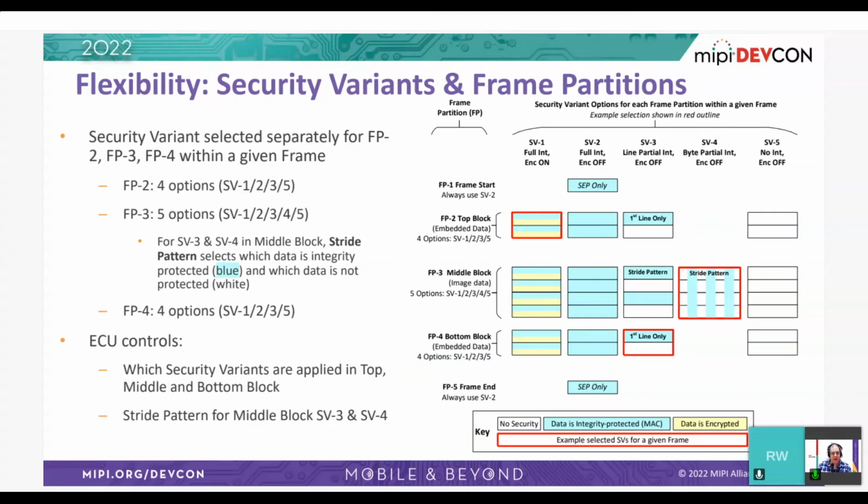In the figure to the right, you can see the different security variants that are available, and you can see that different security variants are available for different frame partitions. The frame start and frame ends, FP1 and FP5, only support full integrity with encryption off. The top block and bottom block support more options: full integrity with encryption, full integrity without encryption, and also line-based partial integrity, where they just protect the first line of the embedded data. So this assumes that you'll put all the important data in that first line.